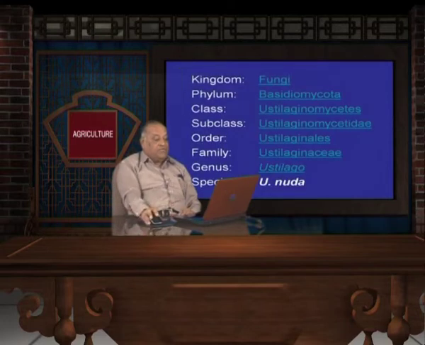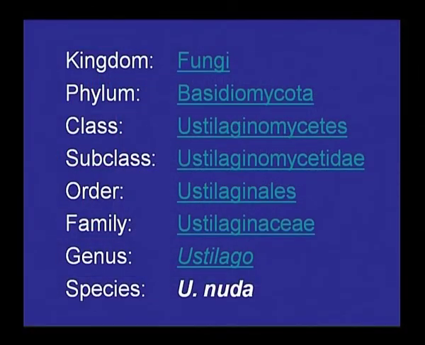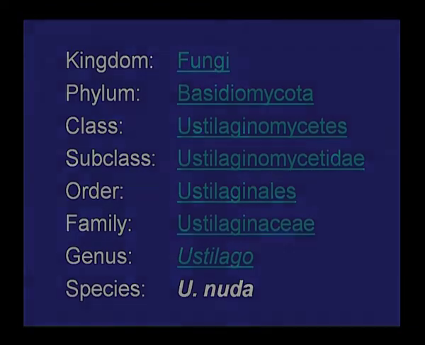If we see the classification, we see phylum Basidiomycota, class Ustilaginomycetes, subclass Ustilaginomycetidae, order Ustilaginales, family Ustilaginaceae, and genus Ustilago, and the species which is infecting the wheat is Ustilago nuda.